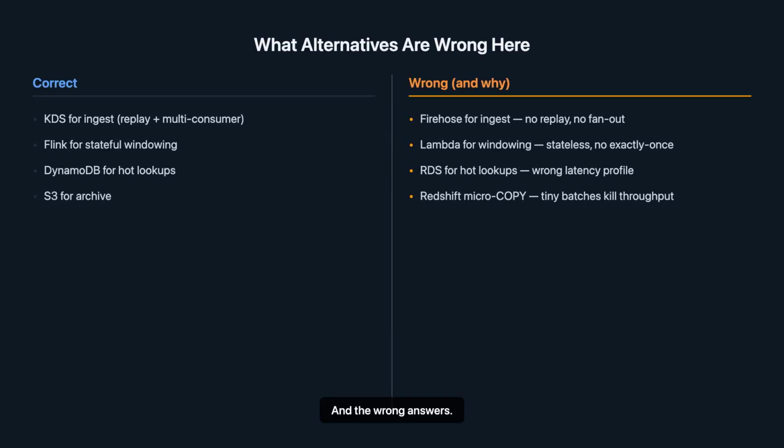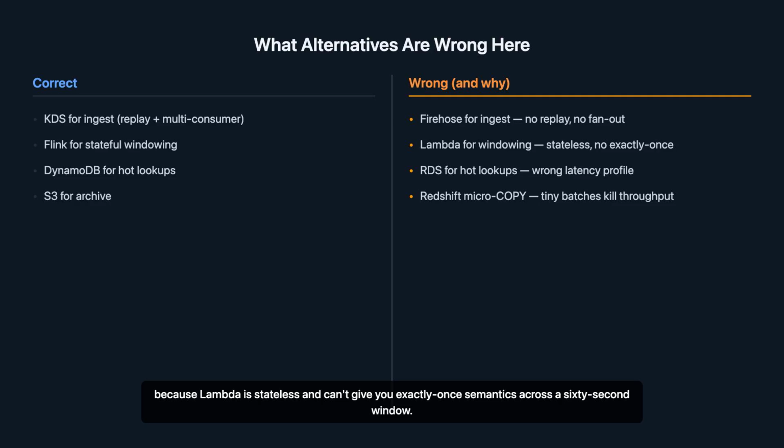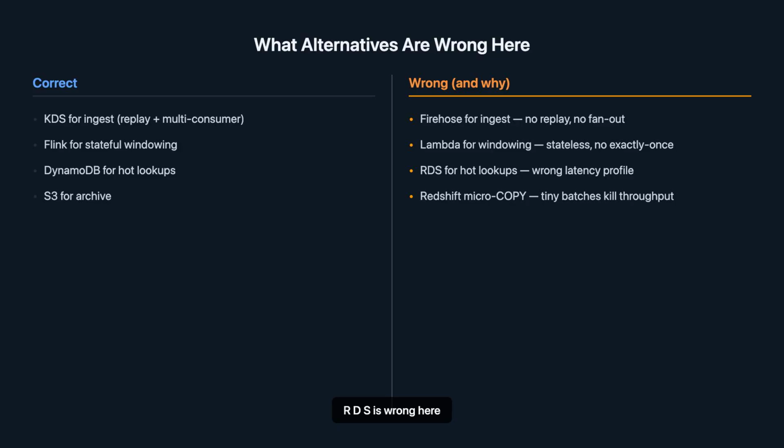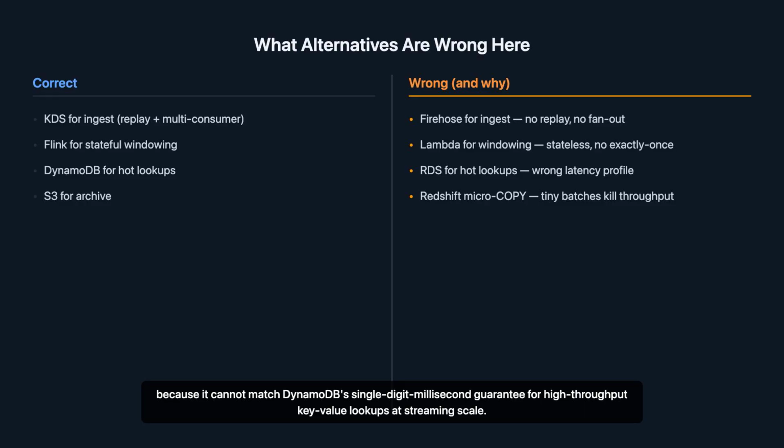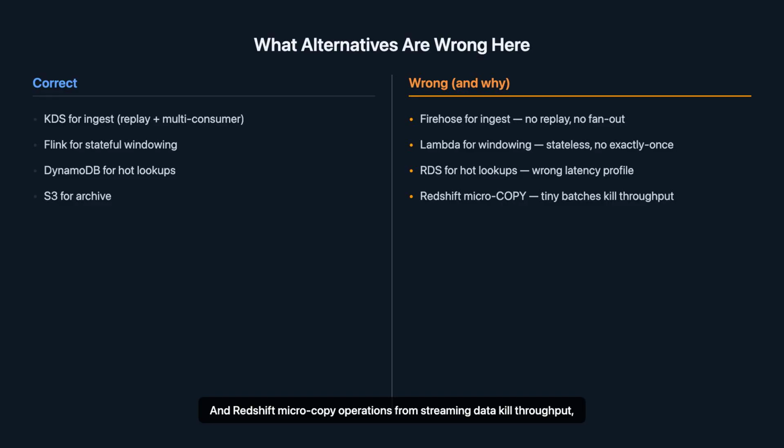And the wrong answers? Firehose for ingest looks tempting because it's simpler, but it has no replay and no multi-consumer fanout. Once a record is delivered, it's gone from Firehose. Lambda for windowed processing is wrong because Lambda is stateless and can't give you exactly once semantics across a 60-second window. RDS is wrong here because it cannot match DynamoDB's single-digit millisecond guarantee for high-throughput key-value lookups at streaming scale. And Redshift micro-copy operations from streaming data kill throughput, which is why we land in S3 first and batch load later.